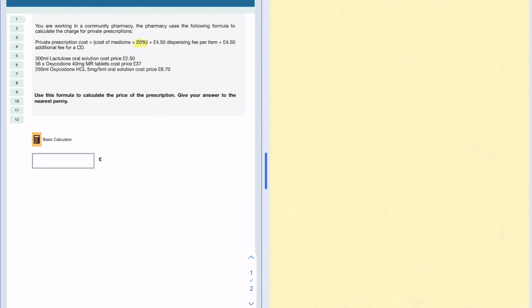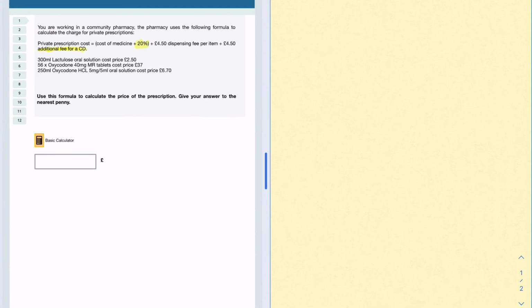In this question, it talks about additional fees for CD items. So we have to take into account which item is a CD, which one it's not. They may give you a veterinary prescription, which may incur different fees. So it's really just about understanding what it is the question is asking for. So a good idea in this scenario would be to pause the video, have a read through the question, and then when you press play, we'll tackle this question together.